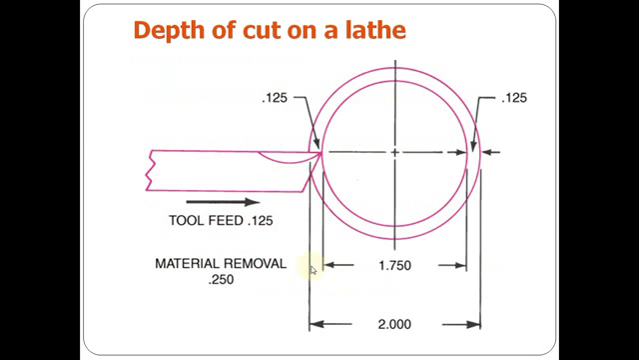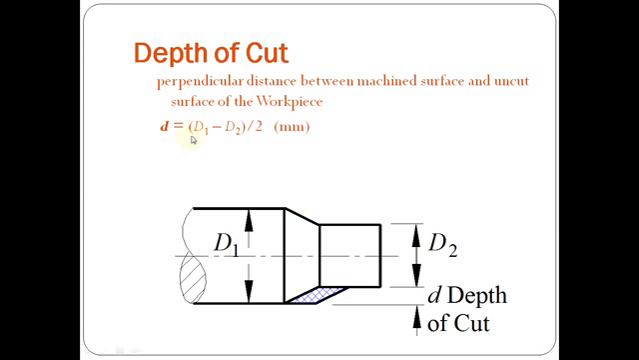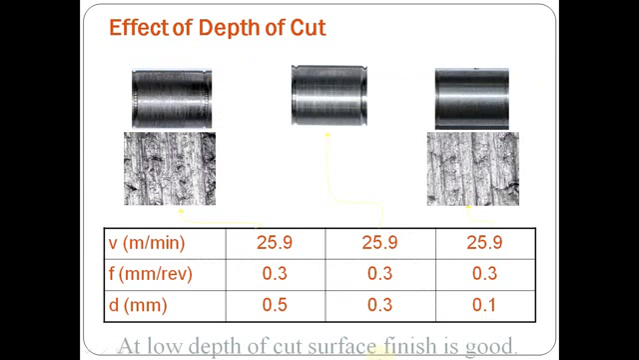So this is the arrangement showing the side view of the cutting, where there is a machined diameter and a parent diameter. The difference between these two, halved, will be the depth of cut. So that has been defined here. D1 will be the parent material diameter and D2 will be the machined diameter. The depth of cut will be half of this difference.